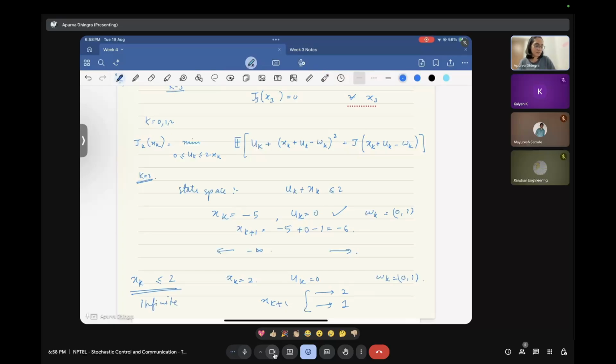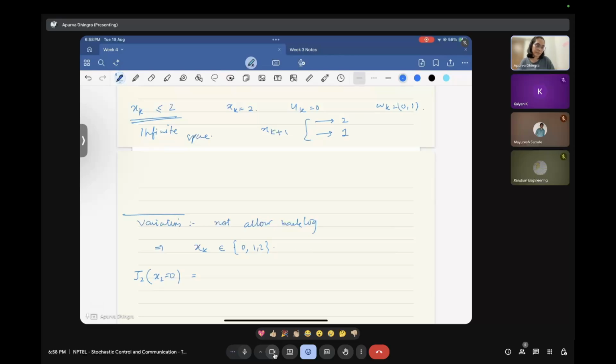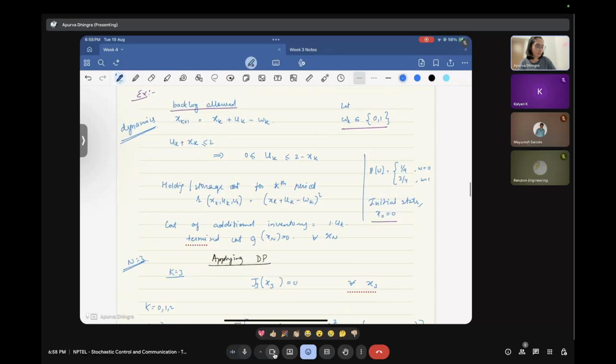For this reason, I'm going back to the example that sir had. Okay, so I'm going with that variation where we are not allowing backlog. The other details are as follows. So what I have changed is this part.